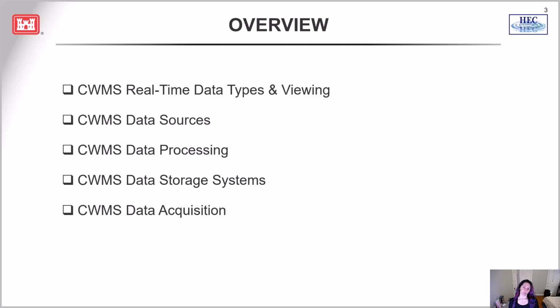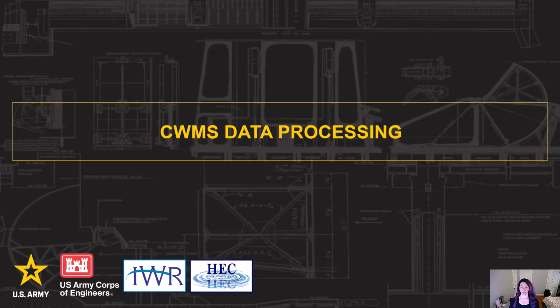This series is broken down into 4 separate videos. In the first one, we discussed the 2 types of data available for viewing and utilizing in SWMS, time series and grids. The second video discussed where to get that data. This video is going to cover the processing of that data. And then the final video is going to cover the storage systems and the acquisition of that data.